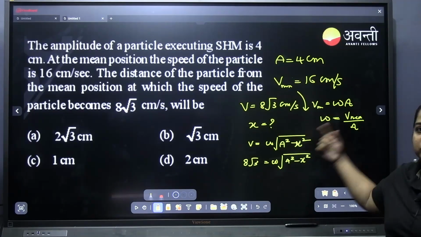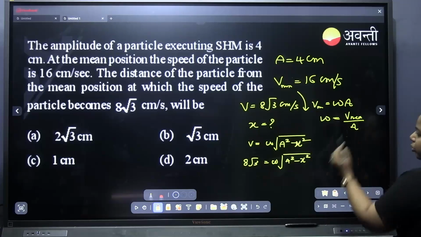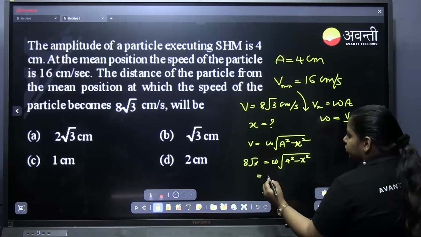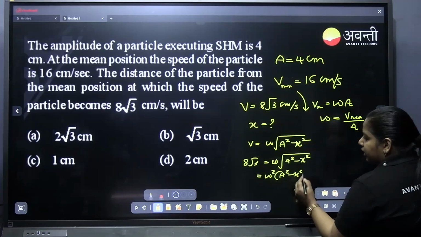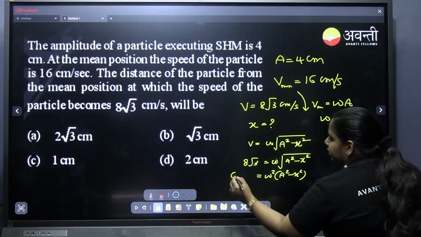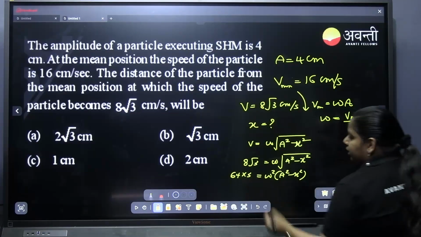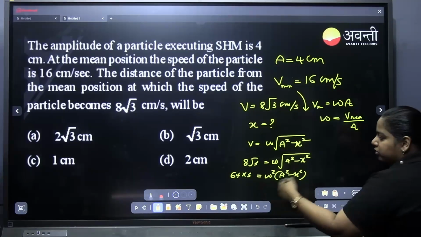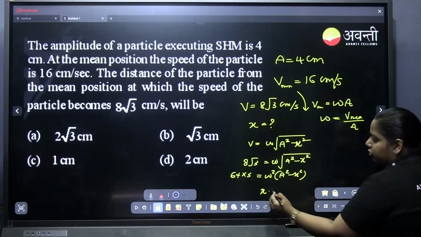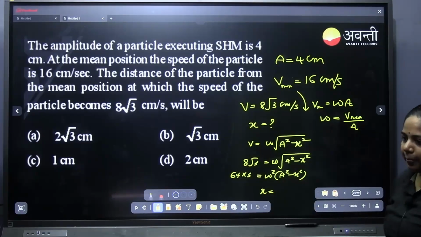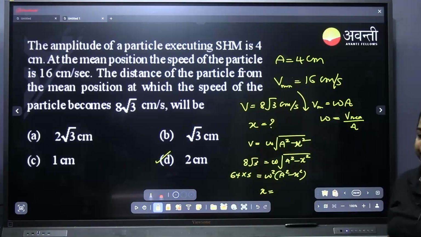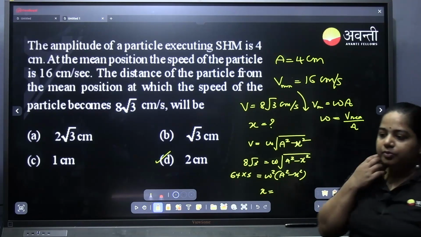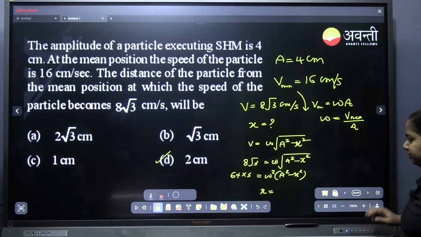I hope everybody understood the steps. Now from omega substitute it here. So you will get omega square into a square minus x square equal to 64 into 3. Substitute other values and cross multiply. You can solve for x from this. Did everybody get option D as the answer? Okay, then we can move to the next question.